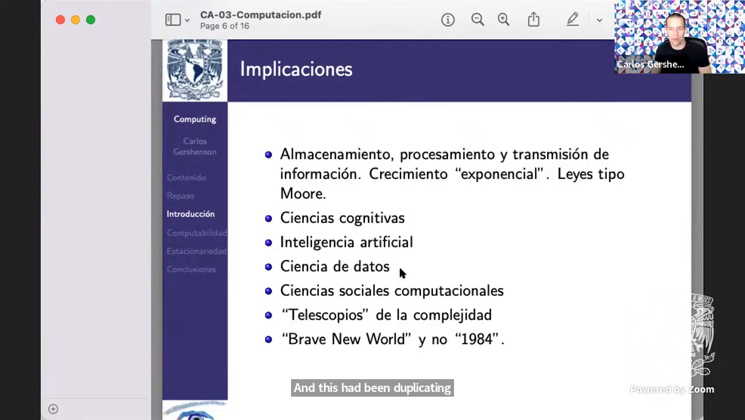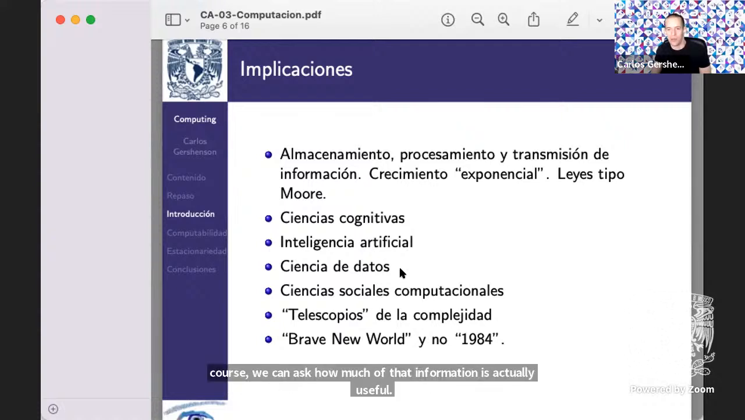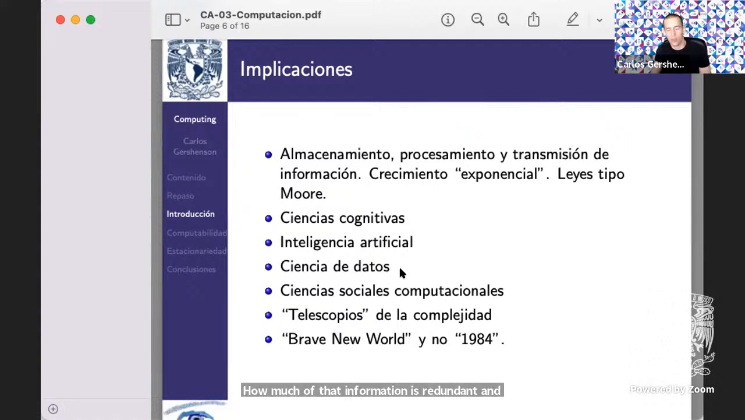So of course we can ask how much of that information is actually useful, how much of that information is redundant, and of course not much, but that huge amount of data allows us to do many things that we weren't able to do beforehand. For example, computational social science, that later we will go a bit deeper into that.